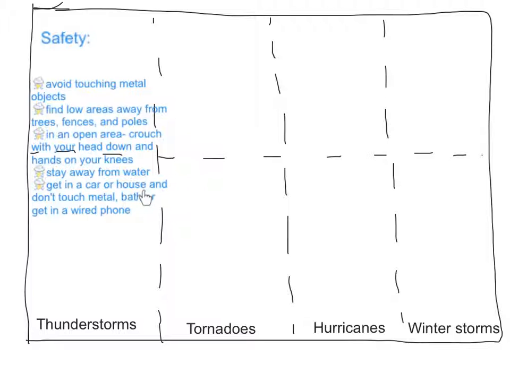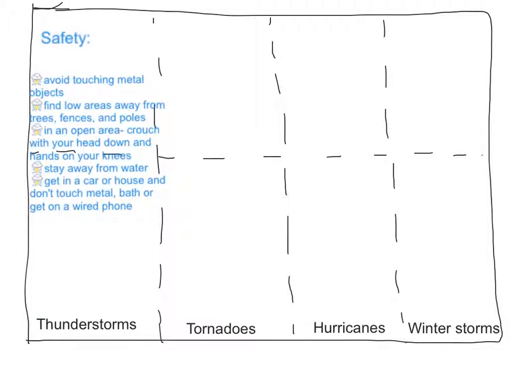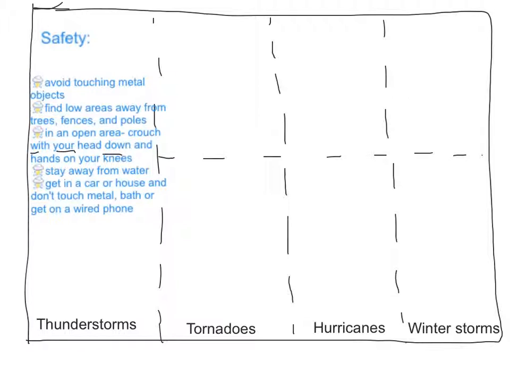And find shelter. Get in a car or house, and don't touch metal, bathe, or get on a wired phone. So a phone with wires. So you should see that correction has now been made. Okay, so that's all we need to write about the safety of thunderstorms. Then we're going to move on to the safety of tornadoes.